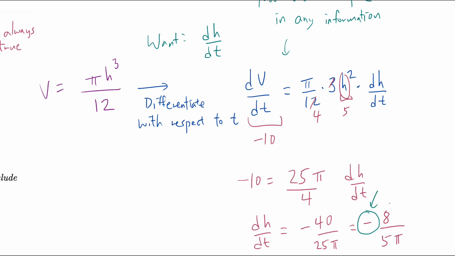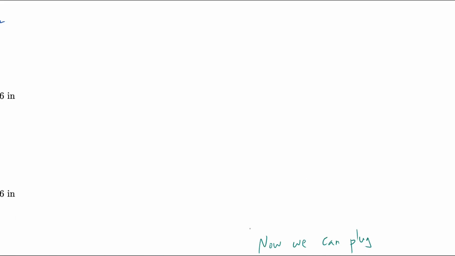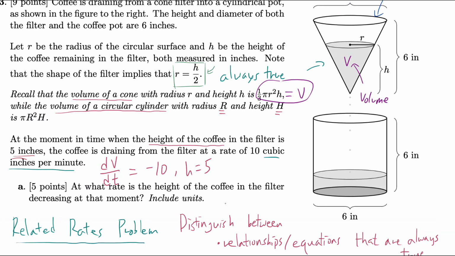Doesn't it make sense that we got a negative sign here, that the rate at which height is changing is negative? Well, yes it does, because if you look at the picture, we know the coffee is draining out, so we know H is decreasing. So we know H is going down, so dH/dt better be negative. So that's good.